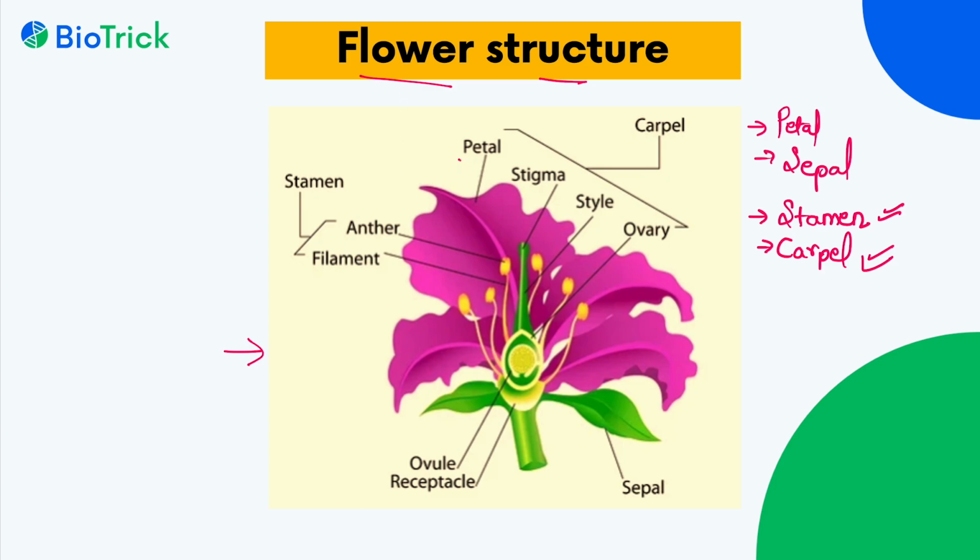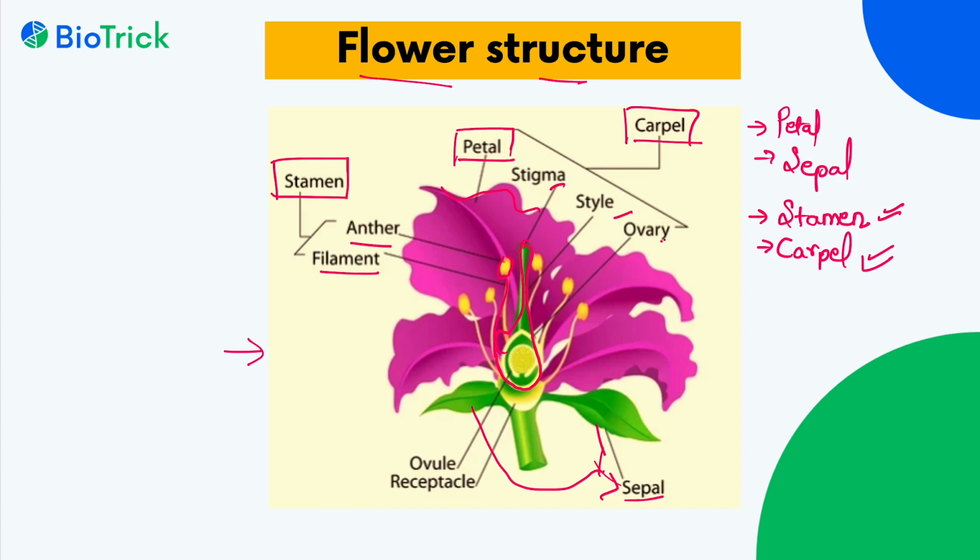You can see in this picture also, it is petal, the pink one. These are the sepals, the green ones. This is stamen, the yellow ones. Stamen is further divided into anther and filament, and this is carpel in the center of the flower. It is the female reproductive organ. It is divided into stigma, style, and ovary. The upper portion is the stigma, then the tube-like structure is the style, and the basal swollen portion is the ovary.